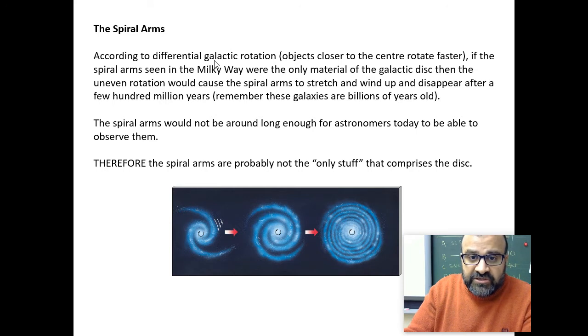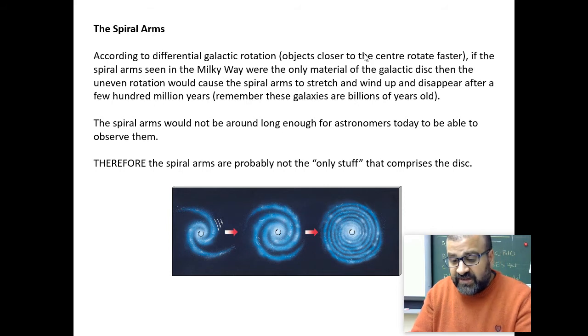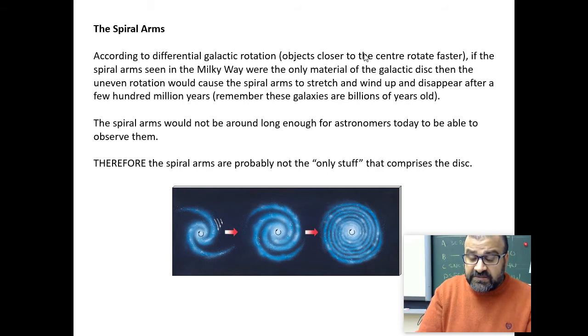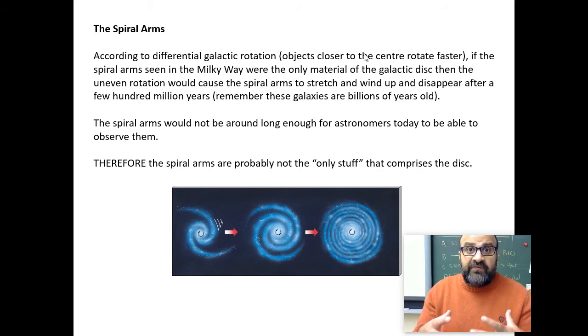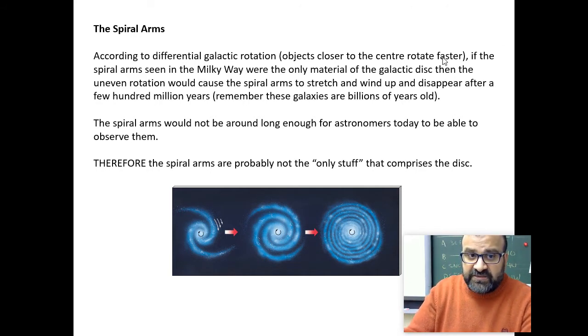According to differential galactic rotation, objects closer to the center rotate faster. This is standard for any spinning system. Even if you think of our solar system, Mercury is moving much faster than Jupiter and Saturn, because it's closer to the force of gravity, so its speed is much quicker. The further out you go from the center of a spinning system, the slower your speed. So objects closer to the center rotate faster.